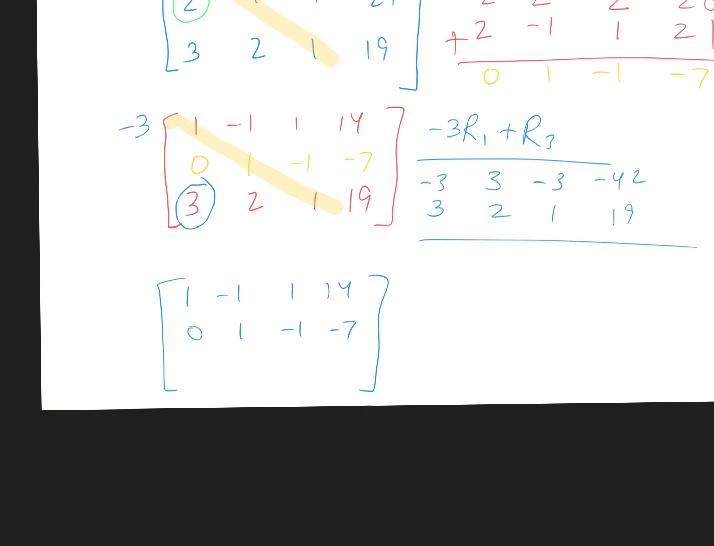What's -3 and a +3? 0. What's -3 plus 1? -2. And what's -42 and 19? -23? Yes? Okay, so 0, 5, -2, -23.